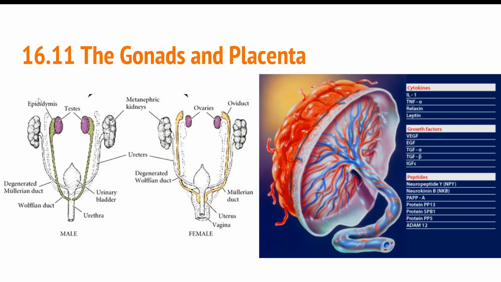The placenta is a temporary endocrine organ. Besides sustaining the fetus during pregnancy, it secretes several steroid and protein hormones that influence the course of the pregnancy. Placental hormones include estrogen, progesterone, and human chorionic gonadotropin, or HCG.